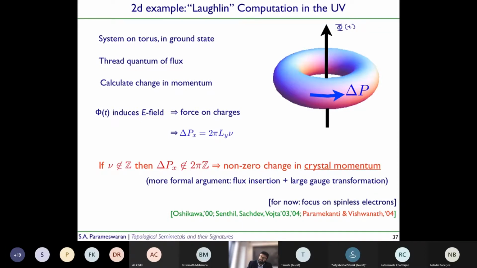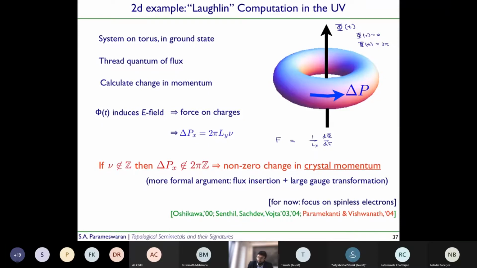So I have phi of t such that phi of 0 equals 0 and phi of t is 2 pi. So I ramp up the flux. Now, what is the force that I see? Well, what I want to do is look at the force, which is related to the EMF on the system. So you can convince yourself by just elementary electrodynamics that the force on the system is 1 over Lx d phi dt, right? Because this is just Lenz's law, except that I'm setting charge to 1.